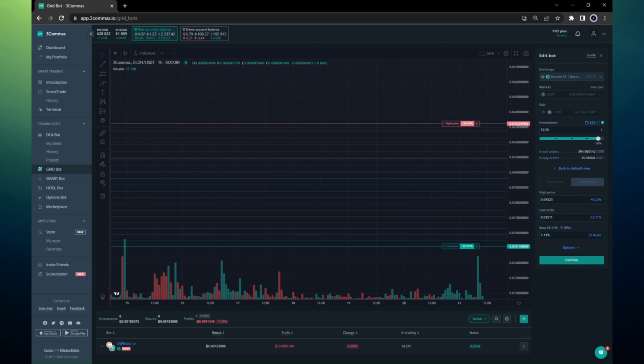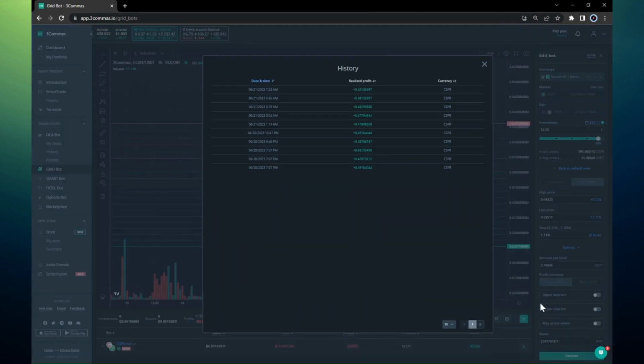Right here, as you can see, these are the bounds. I put 20 levels there, so there is about 1% in between the grids. And as before, I continue to take profit in CSPR. And that is visible right here when we look at history. So we take profit in Casper coin.